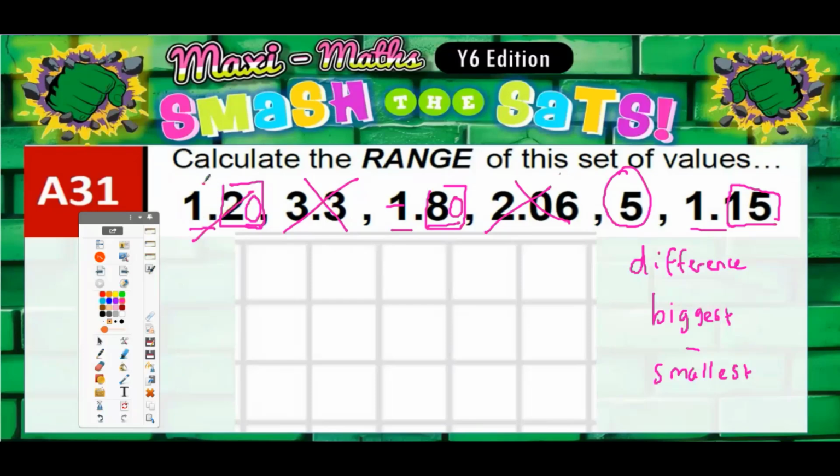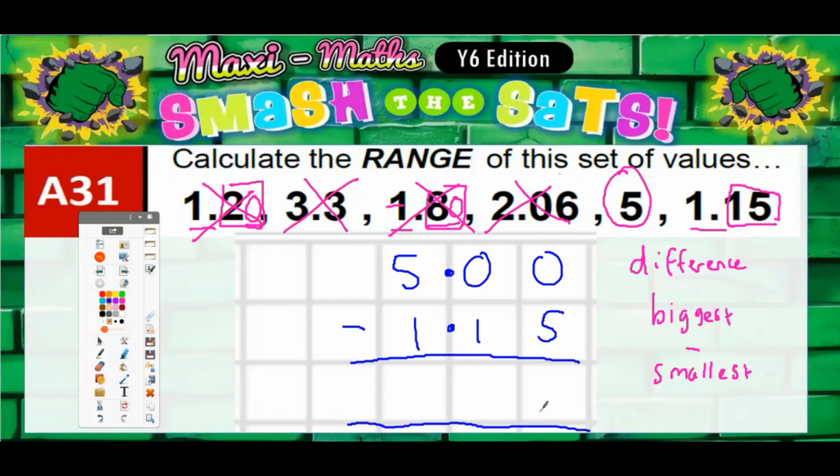So we don't want the 1.2, we don't want the 1.8. We want the 1.15 as the smallest. So it's basically the difference between 5 or 5.00 and 1.15. That's what we're taking away. Now, you could do this in your head. You could say, well, if this was money, I'd do £5 take away 15p, which would be £4.85. Take away another pound, which would be £3.85. So you could do that mentally, or you could just do your column method and hopefully get 3.85.